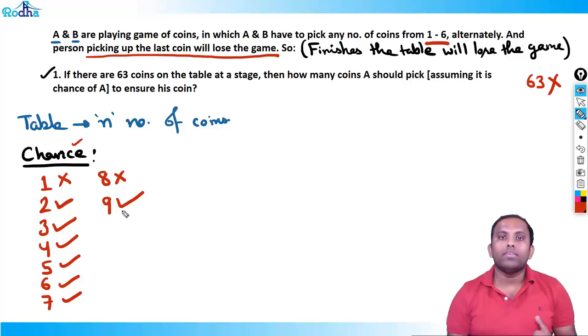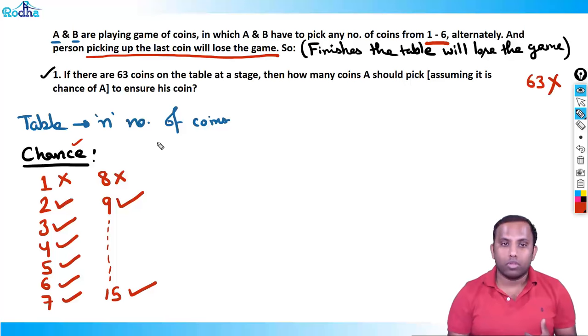So if it is nine coins, it is favorable for me because I can bring the game down to eight for you. So when can I bring the game down to eight for you? Because I can pick any number from 1 to 6. So 8 plus 6 is 14, right? So till 14 is a good number for me.